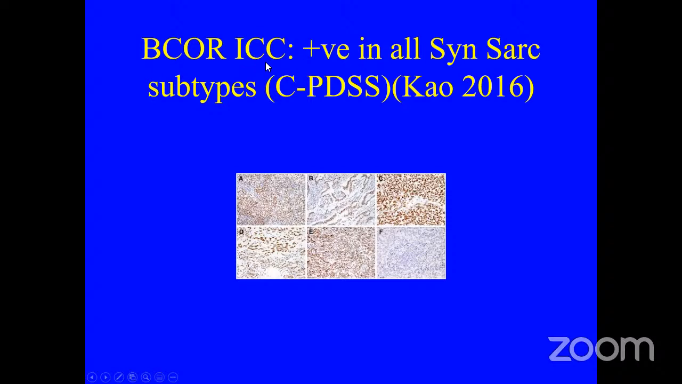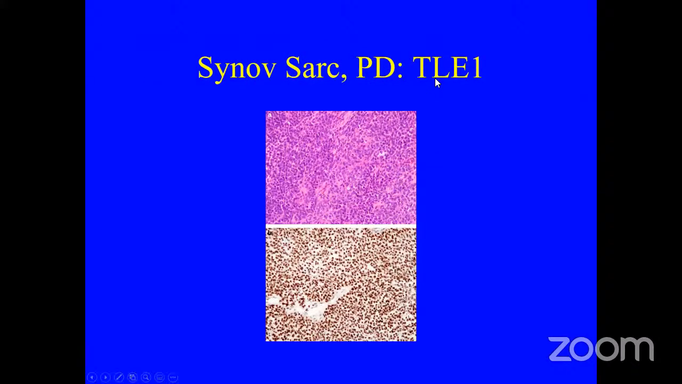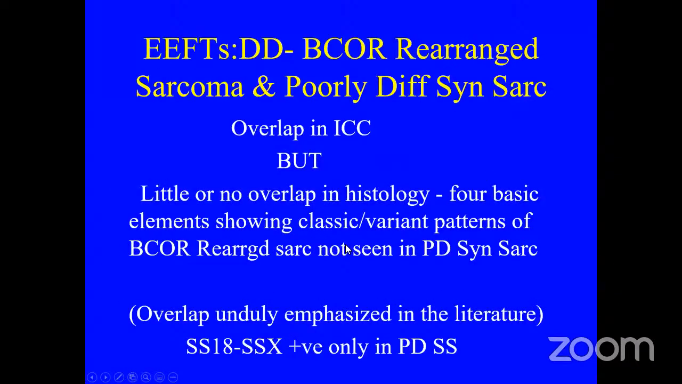This is a slide which shows you the BCOR staining in synovial sarcomas of all different types. You can see it is positive staining, the nuclear staining, in all different subtypes of synovial sarcoma. This is TLE1 positivity in synovial sarcoma, the poorly differentiated variant. So there is an overlap in IHC, although this overlap is not that much of a problem now, because now we have this antibody which is against the fusion protein in synovial sarcoma, and that is the SS18-SSX antibody.